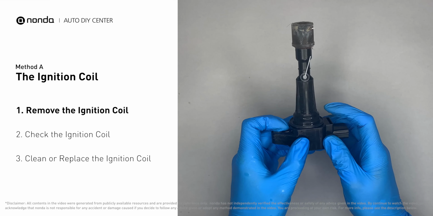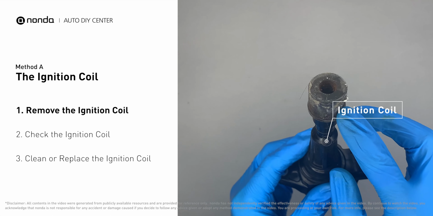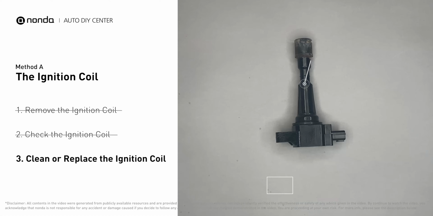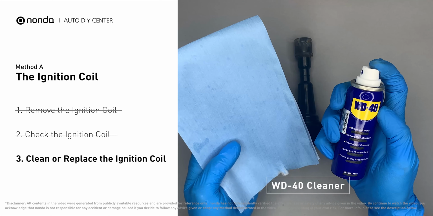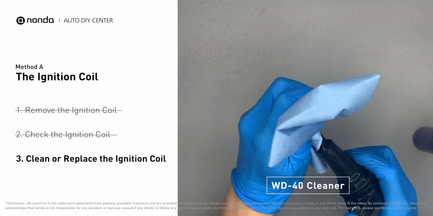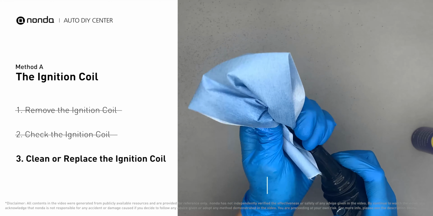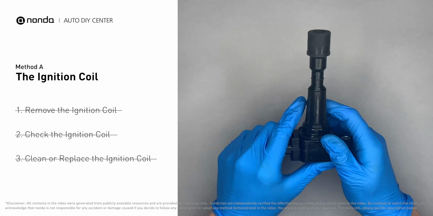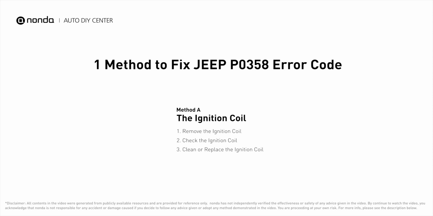First, carefully remove the ignition coil from the engine. Check to see if the ignition coil is either stained or damaged. If the ignition coil is covered with engine oil or stains, simply clean it with a WD-40 cleaner. Otherwise, replace the damaged ignition coil with a new one. So here is one of the most practical solutions to fix Jeep's P0358 error code.